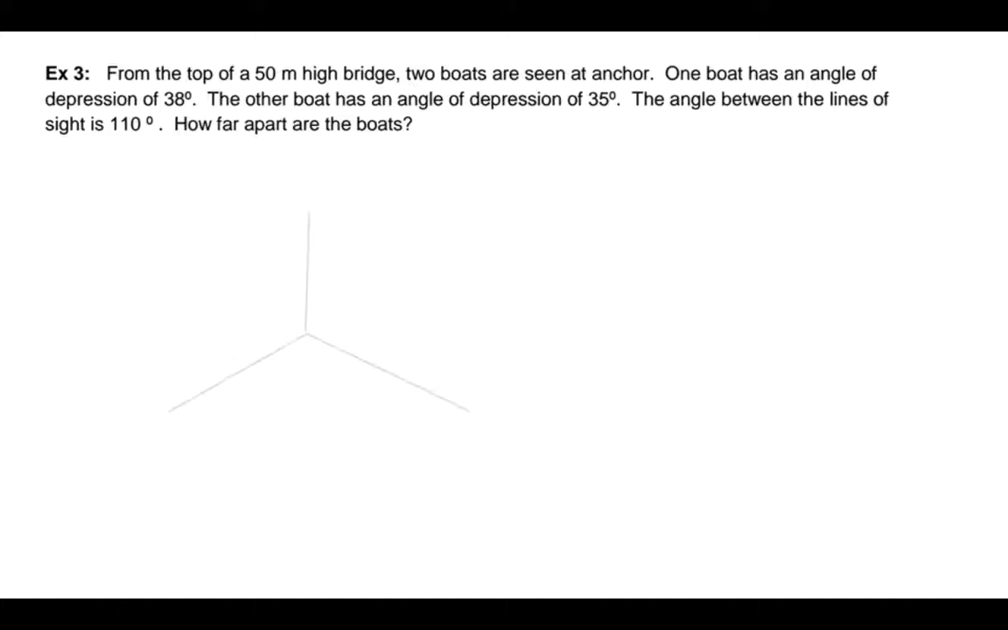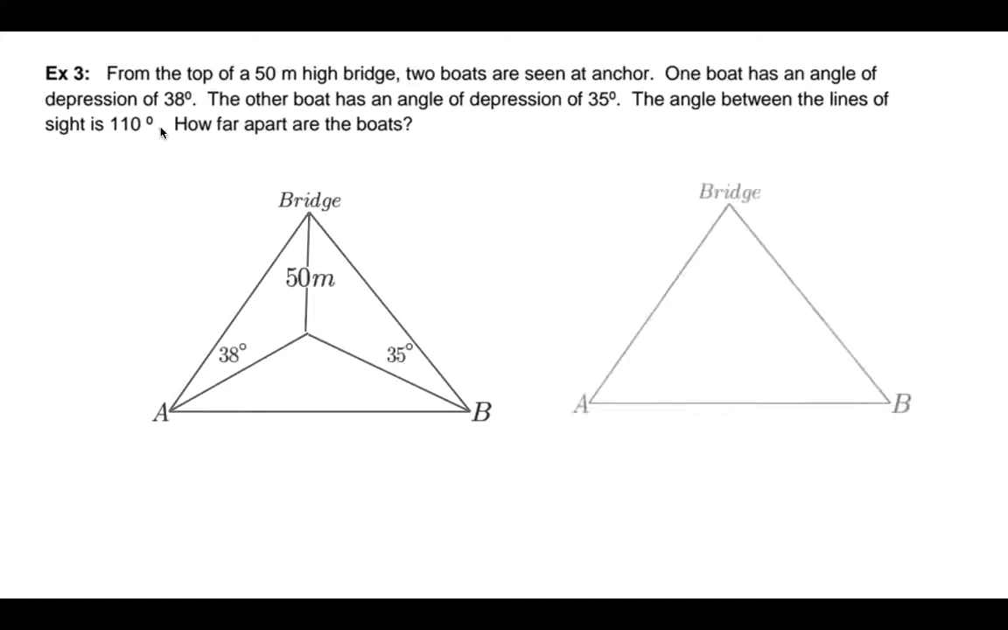Very similar question. You've got a 50-meter high bridge, and we've got two boats that you're looking down at. The difference here is that the 142 is now 110, so the angle is actually between the lines of sight. It almost looks exactly the same, except the 110 is up top, like up here as this big triangle that we just redrew. One helpful thing about doing 90-degree or 3D triangles is that if you want to redraw them, it's a really good strategy.